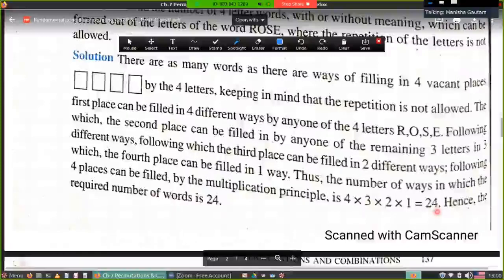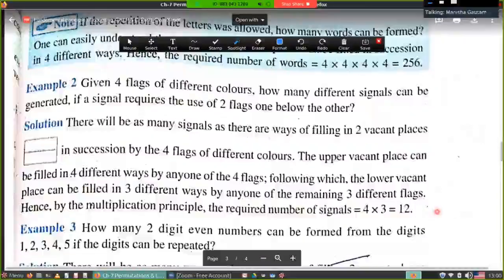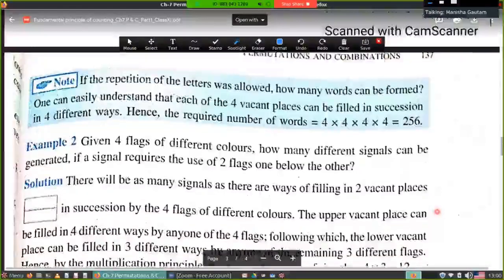You can read this explanation. I have explained it to you. Read the explanation also. In the example number second, here one note is given. Read that note also. If the repetition of the letters were allowed, how many words can be formed? One can easily understand that each of the 4 vacant places can be filled in succession in 4 different ways. As I've told you, when the repetition is not allowed, once you have taken the 4 letters, in the second case you will take 3 because 1 is already taken by you.